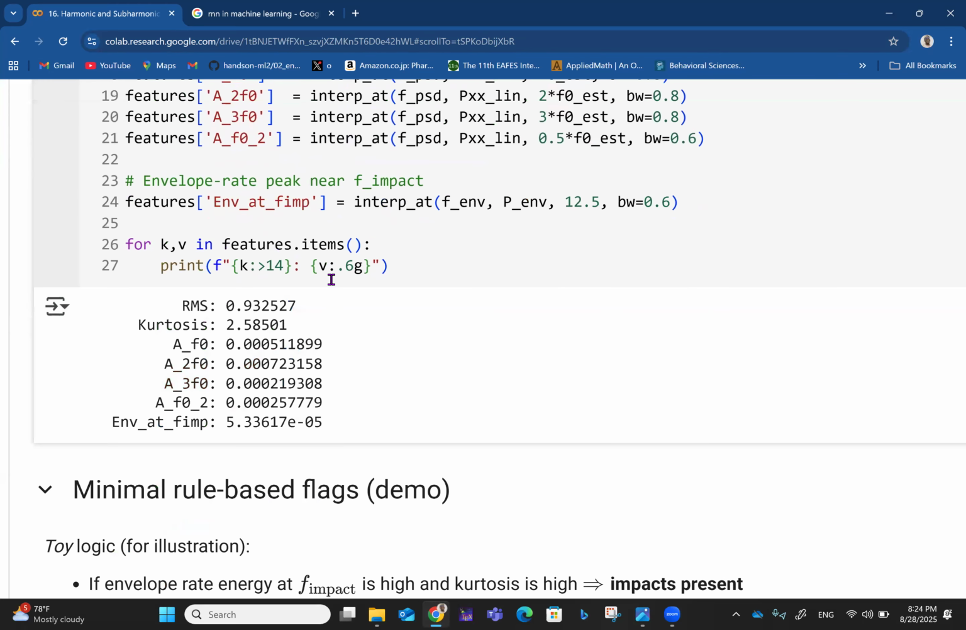So we run this now, and we see the RMS is 0.93. That's root mean squared. You have the kurtosis, which is a statistical measure of whether the distribution is right-tailed or left-tailed. Then you have the A of the fundamental frequency, I think that should be the amplitude, and you have it for the second harmonic, or 2F naught, and for the 3F naught like that. You have the subharmonic also, and the envelope EMV at FIMP, which is 5.33 times 10 to the -5.